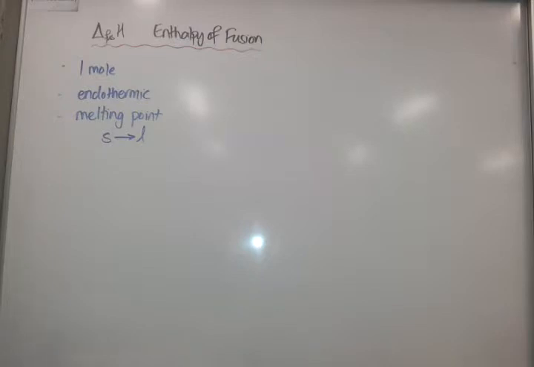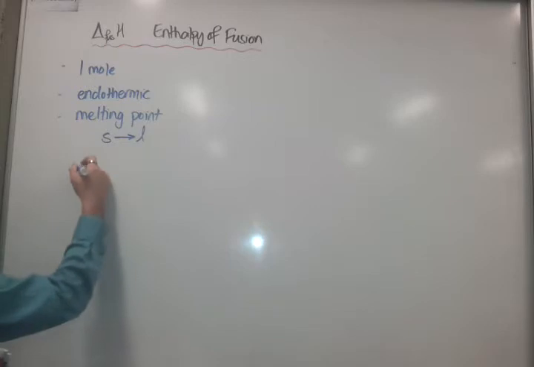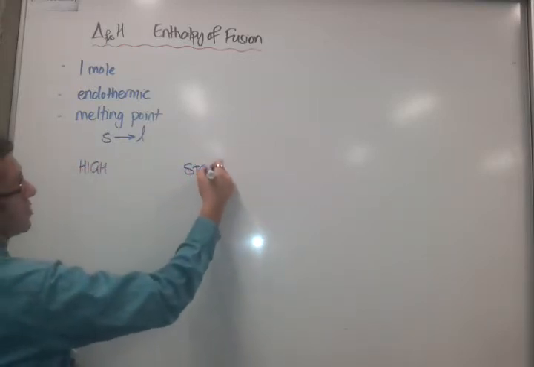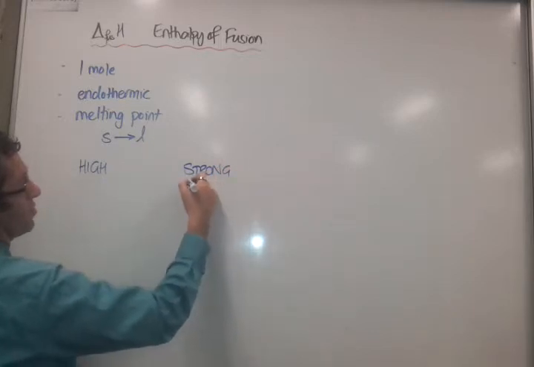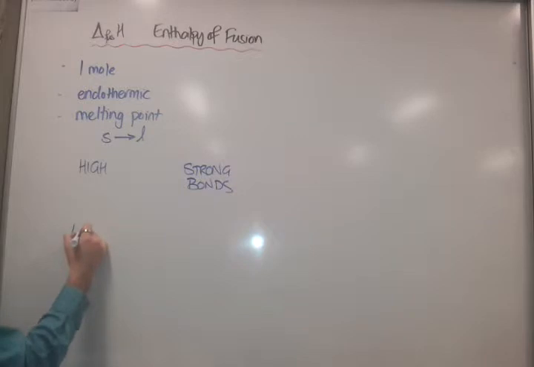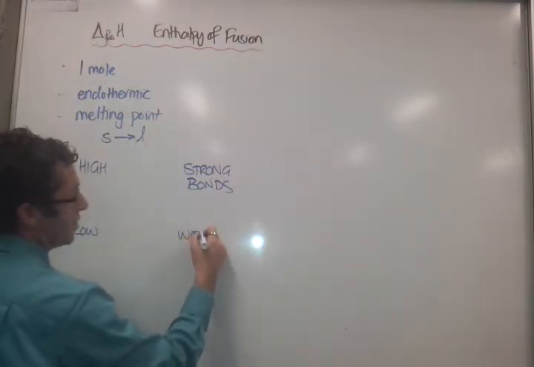We use these values to give us an indication of what type of forces are between the molecules, or between the particles if it's, say, ionic. If this value is very, very high, that indicates that the forces are quite strong. Okay, so a high value equates to strong forces or bonds. Conversely, a low value means that it's going to have weak bonds.